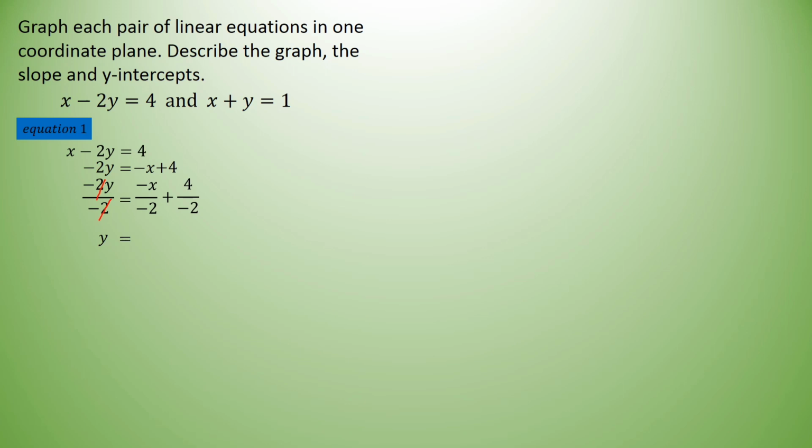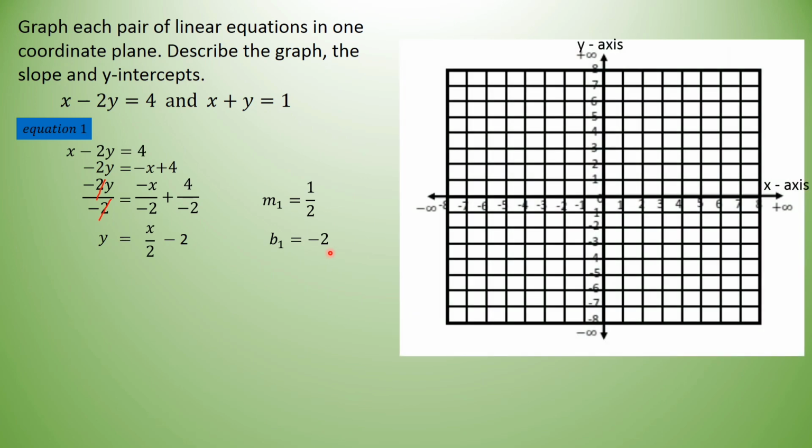Copy the equal sign. Negative x divided by negative 2, so we have here positive x over 2. And then 4 divided by negative 2, we have here negative 2. So ang ating slope-intercept form is now y equals x over 2 minus 2. Kunin natin ang slope. So our slope is equal to 1/2 at ang ating y-intercept is equal to negative 2. Let us plot in our Cartesian plane.